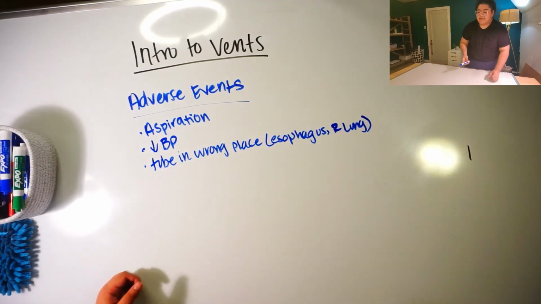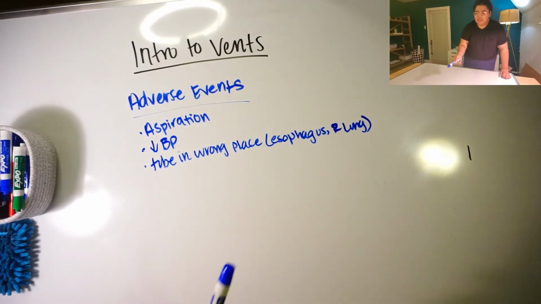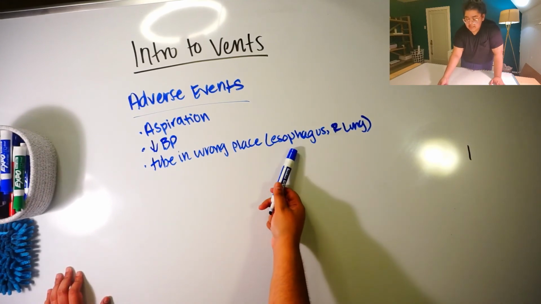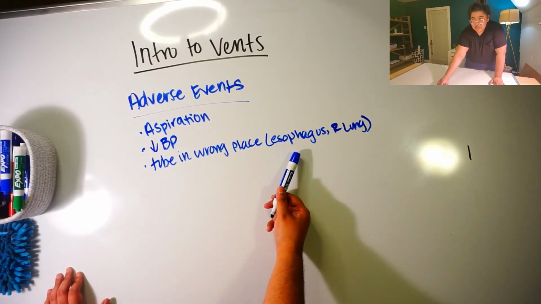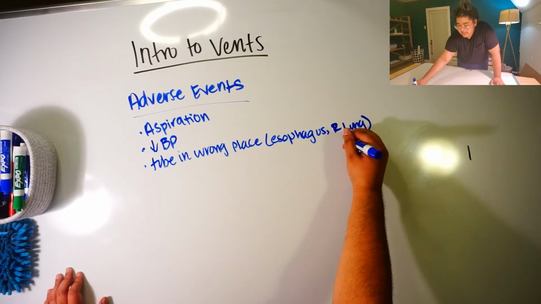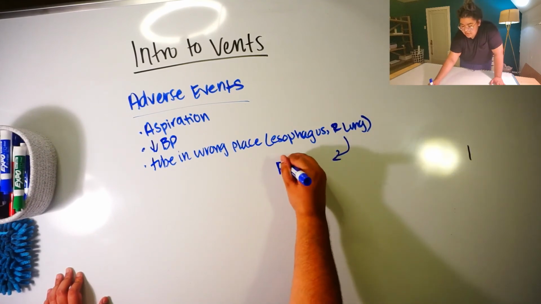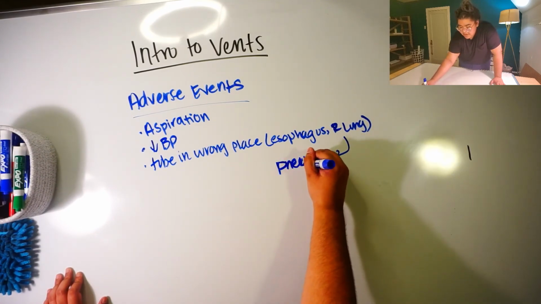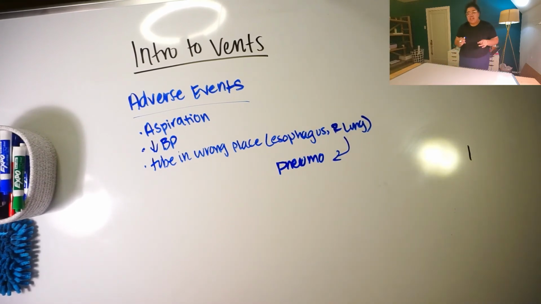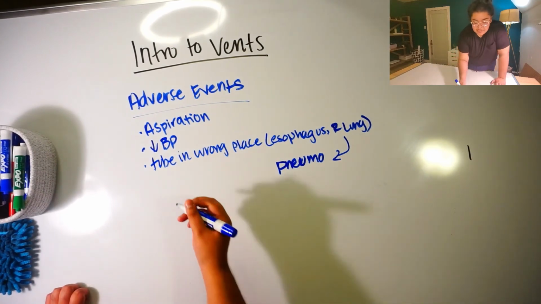Okay. The problem with the tube being in the wrong place, obviously if it's in the esophagus, then the patient's not ventilating, but if it's in the right lung, that's going to put them at risk for a pneumo, okay? Because we're delivering a bunch of air and pressure to only one lung. So it's going to damage that lung, cause trauma, and it'll pop, and then we're ventilating them and that air is just escaping into their pleural space, which is not good, okay?